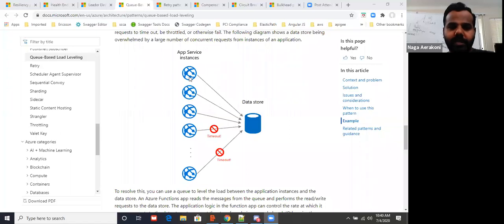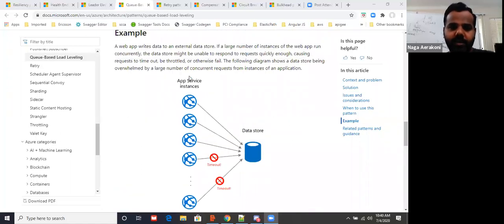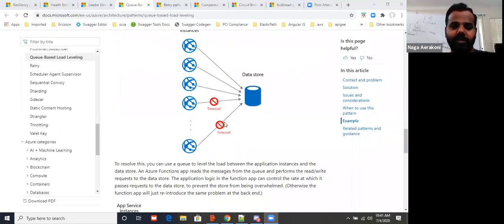This is just an example. If there was a web app which is directly talking to the data store, then depending on the number of open connections, it can handle a certain number of requests and it can time out on others.